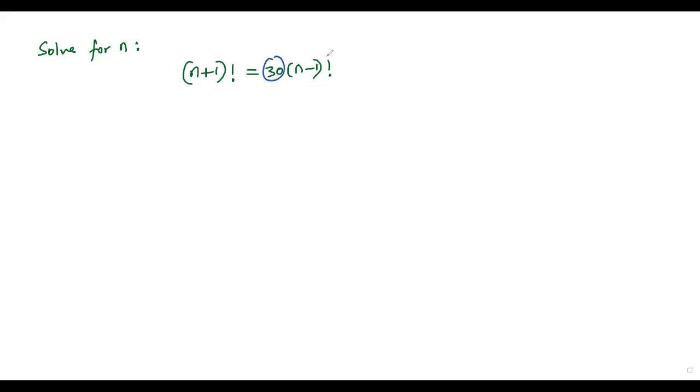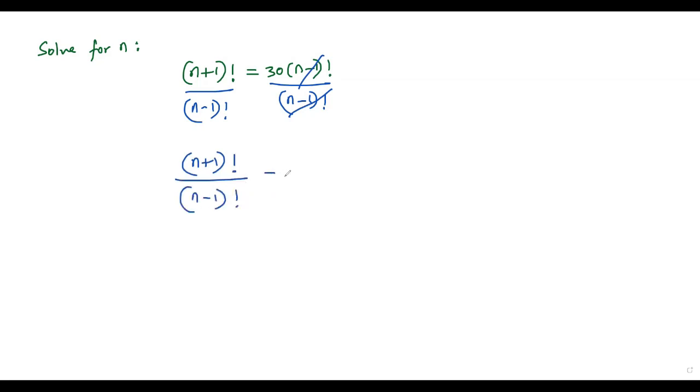Here 30 and (n − 1) factorial are multiplied. To get rid of this, I have to divide both sides of the given equation by (n − 1) factorial. So this (n − 1) factorial will cancel out. On the left side, I'm getting (n + 1) factorial divided by (n − 1) factorial equals 30. I have to simplify this one.